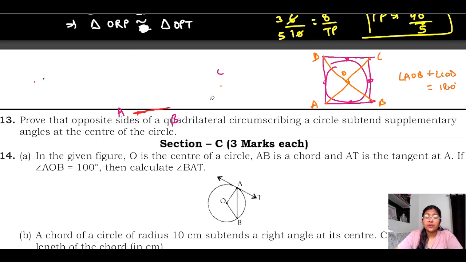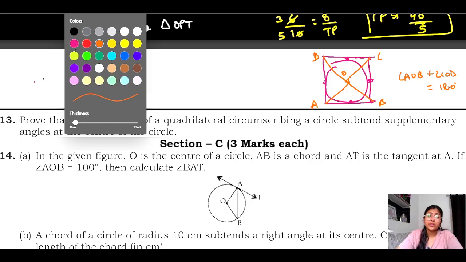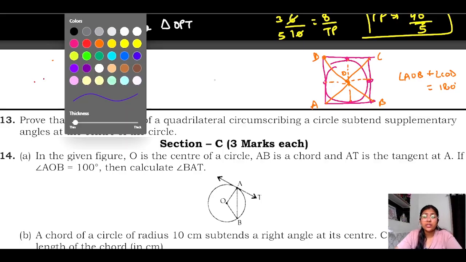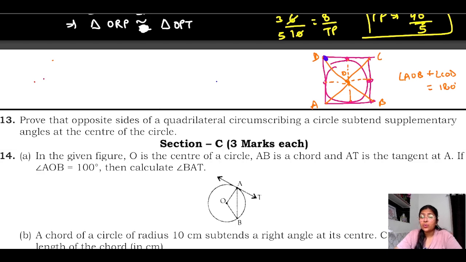Okay, learners, any doubt in this? No. Okay. Which concept are you going to use? First, join the points of contact. Now your focus is on the tangent D. Let these points be P, Q, R, S. OD will act as an angle bisector for angle D as well as angle O. If this angle is X, this angle is also X. If this angle is Y, this angle is also Y.